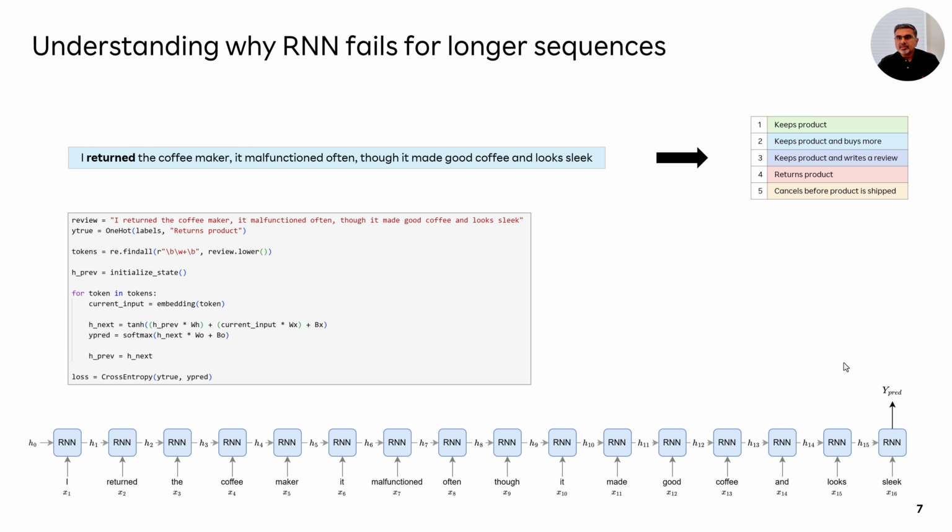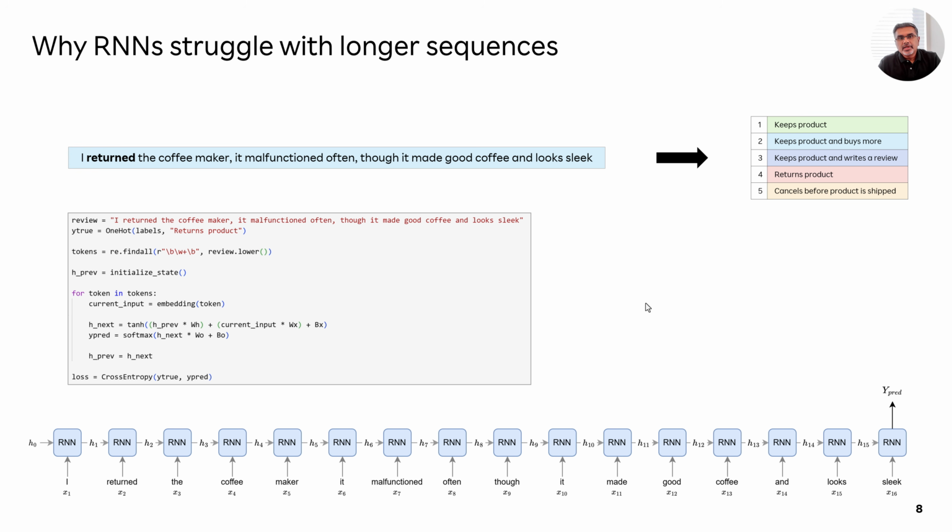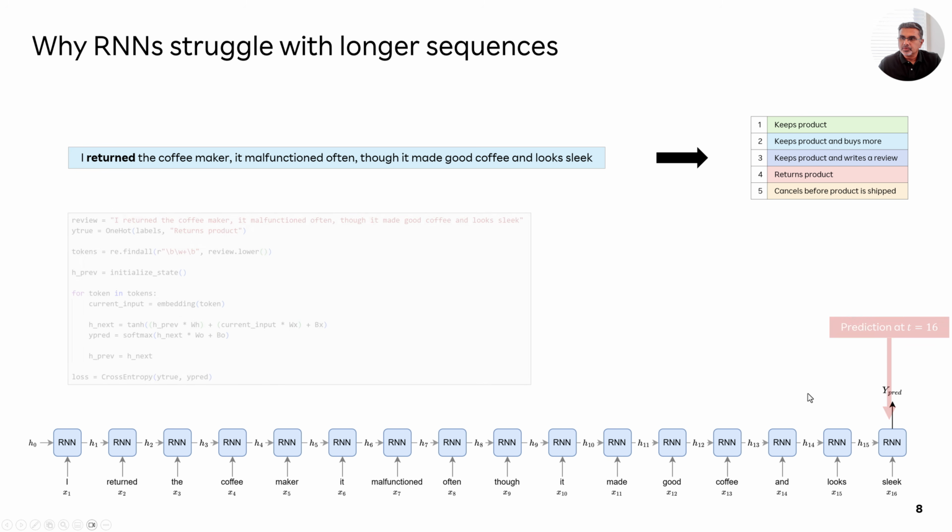And you compare the prediction with the ground truth value. If it is not correct, then you backpropagate the error, you adjust the weights and so on. Now let's try to understand why the length of a sequence actually affects how well the RNN can train. So let's go back to our example. Here, there are 16 tokens, and the prediction is made after all the 16 tokens are processed. So essentially, the prediction is made after the 16th token.